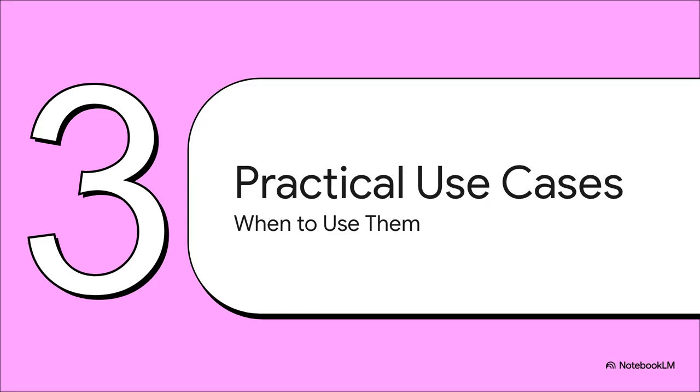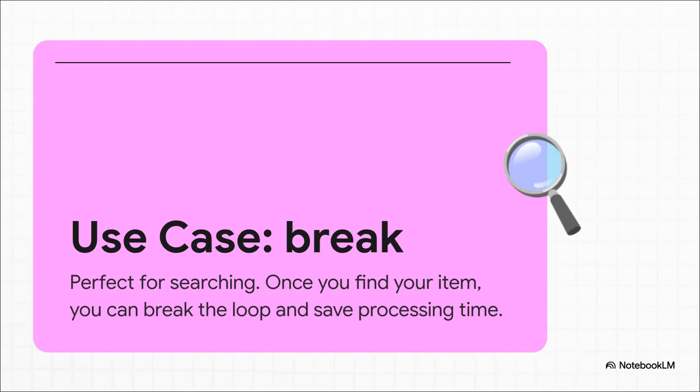Okay, so we know what they do. But now for the important part. When should you actually use them? Like in real code. Let's dig into some practical, everyday situations where these keywords aren't just useful, they can make your code way better. So, the absolute classic example for break: searching.